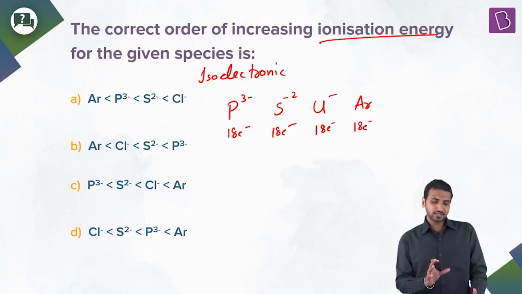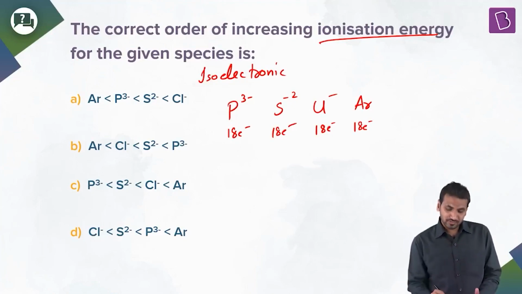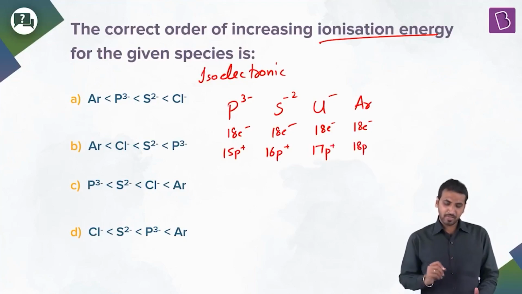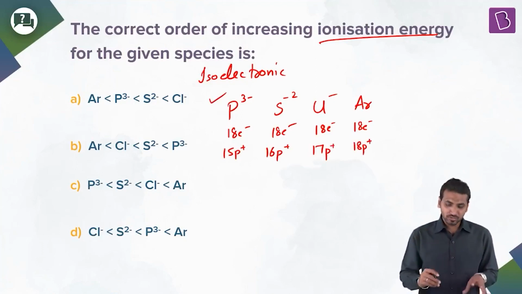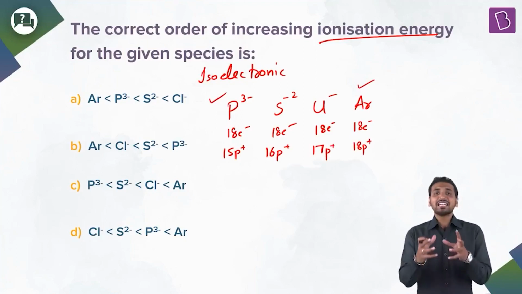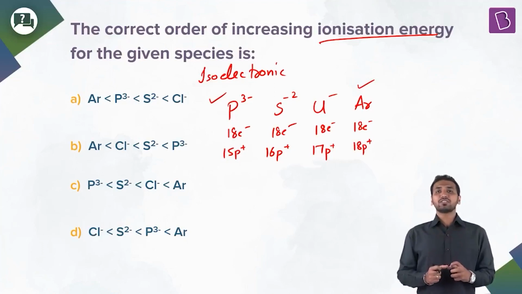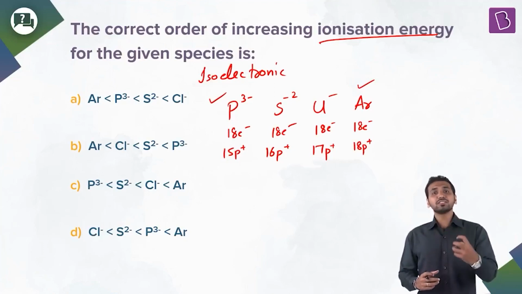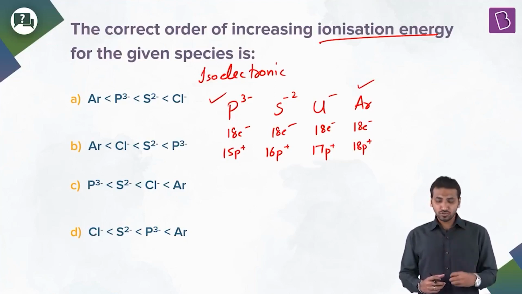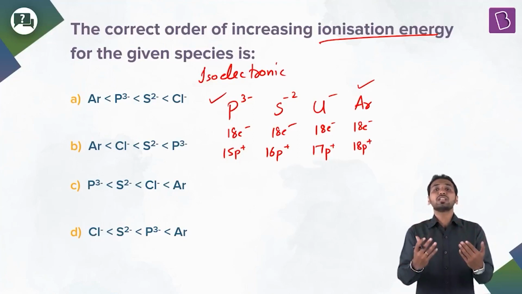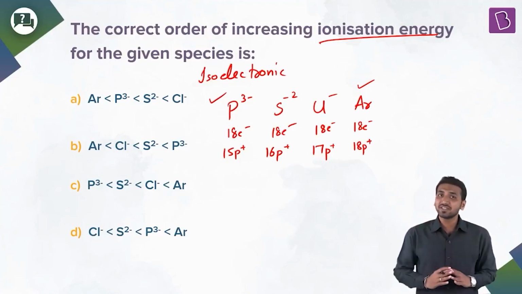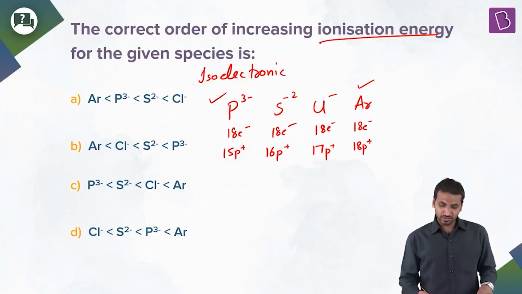If you look at the nuclear charge, phosphorus has 15 protons, sulfur 16 protons, chlorine 17 protons, and argon 18 protons. If you compare P3 minus with argon, in argon 18 protons are going to pull 18 electrons. That means the nucleus of argon has 18 plus charge. So the nuclear pull on the outermost electron is going to be highest in argon, so the ionization energy of argon is going to be maximum.